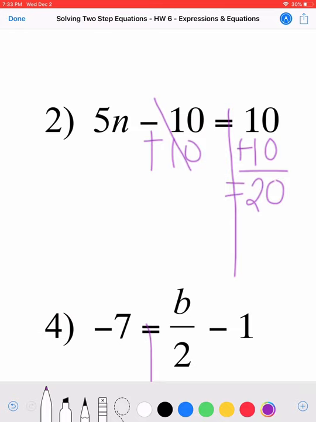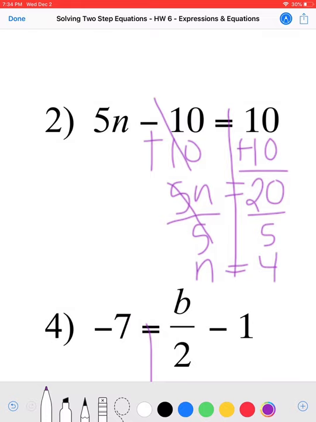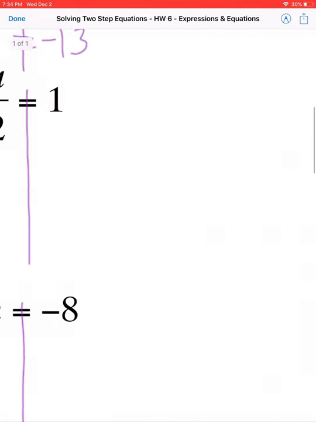And we bring everything else down that we did not use. We are left with 5n equals 20. This 5n is saying 5 times n. So what's the opposite of multiplication right here? Division. So we're going to divide both sides by 5. This cancels out. You're left with n equals 20 divided by 5 equals 4. Both of these are positive numbers, so your answer is positive. All right, moving on to number 3.